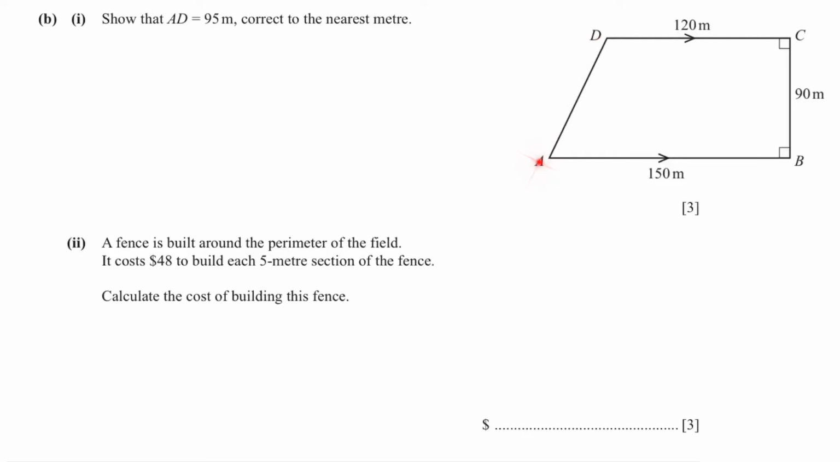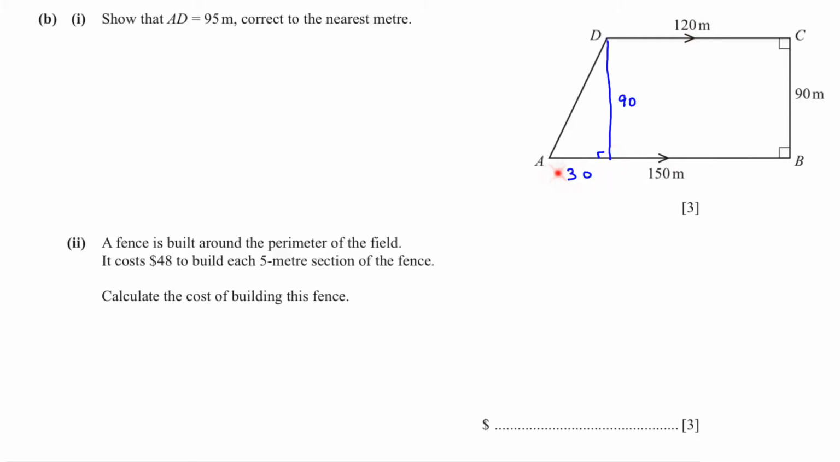B1, show that AD is equal to 95 meters, correct to the nearest meter. We want to find this line here. We will draw a straight line here and that will equal to 90 meters. And this will be a right angle triangle. To find this part here, we have to subtract 120 from 150. That will give us 30 meters.